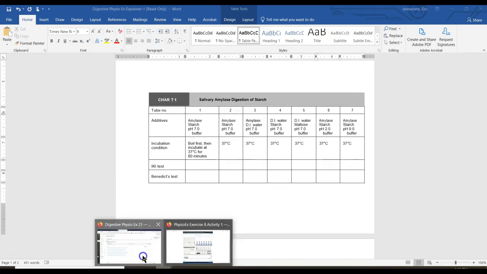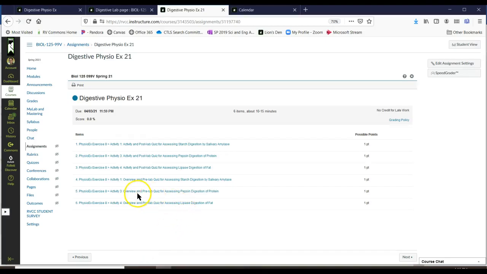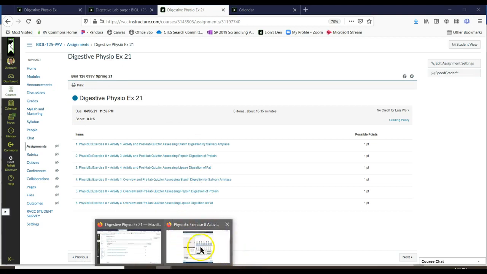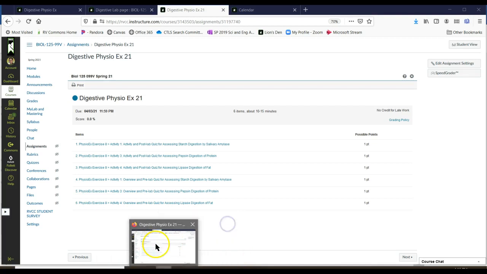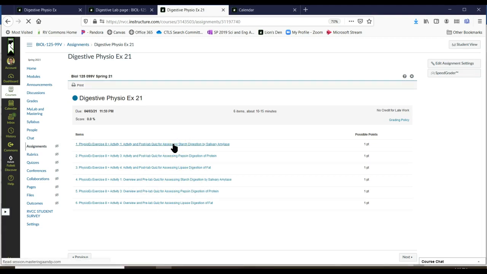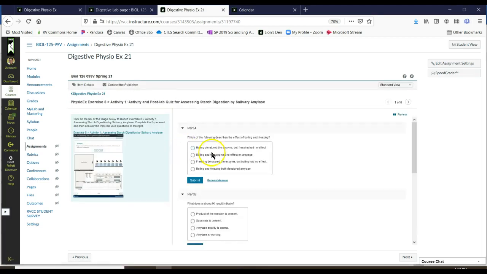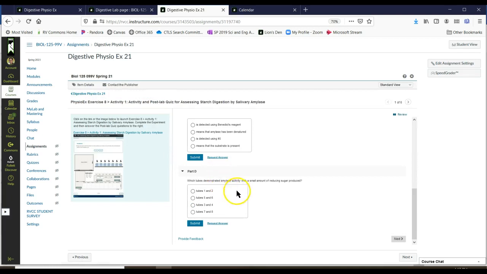So again, you're going to pick one of these, do your Prelab quiz, and then come back here, do your activity, and then you can close it out. And so we just did the Prelab for starch, then you'll do your PostLab after you've generated your data and answer that.